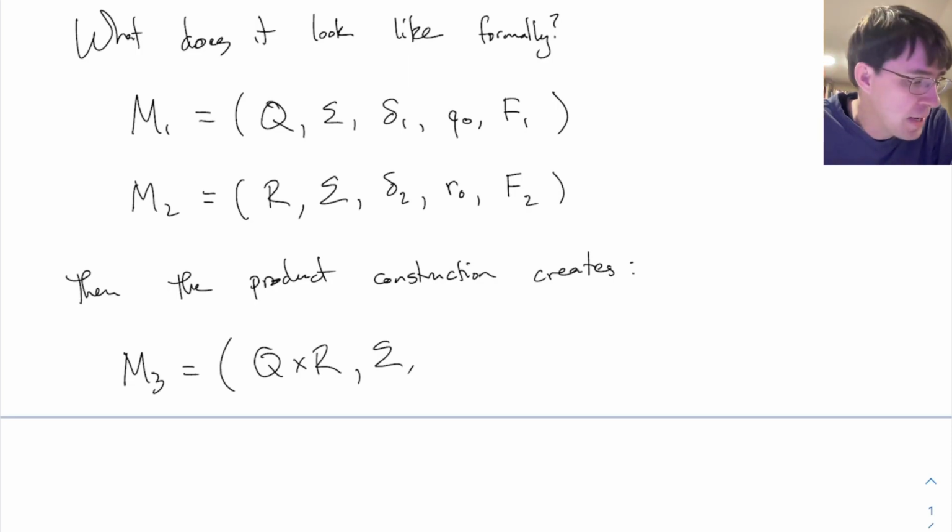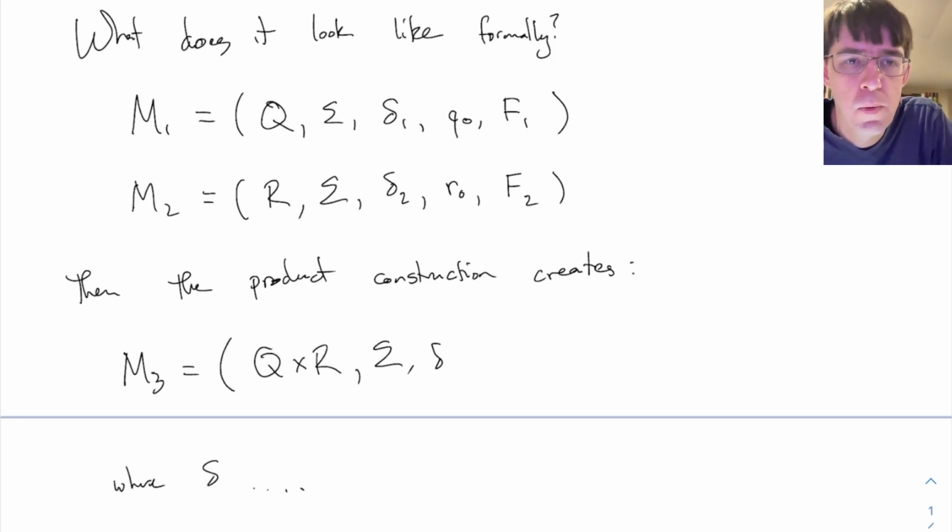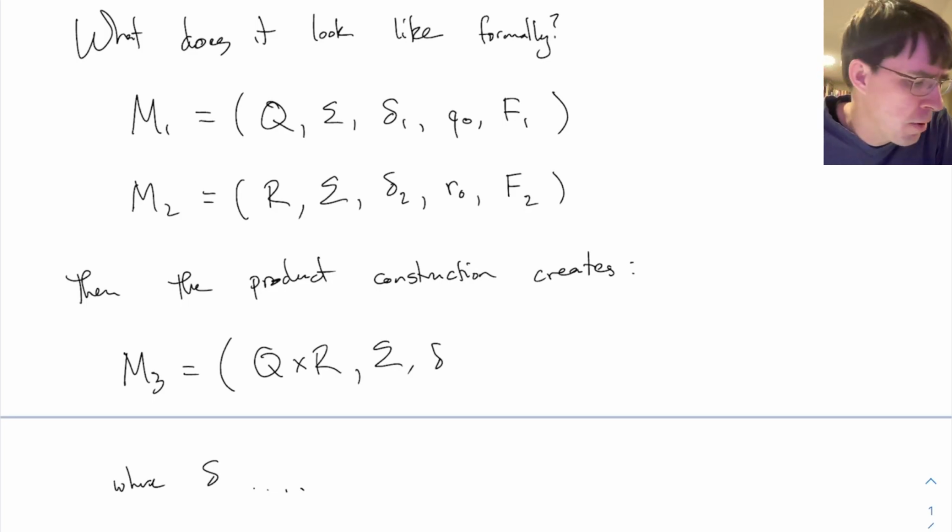Okay, and then the transition function, this we need to say a little bit more in detail, so I'm just going to write it as delta for now, and then down here I'm going to say where delta, blah, blah, blah. So I will explain the delta later, because, as usual, the delta is kind of the most complicated part of it.